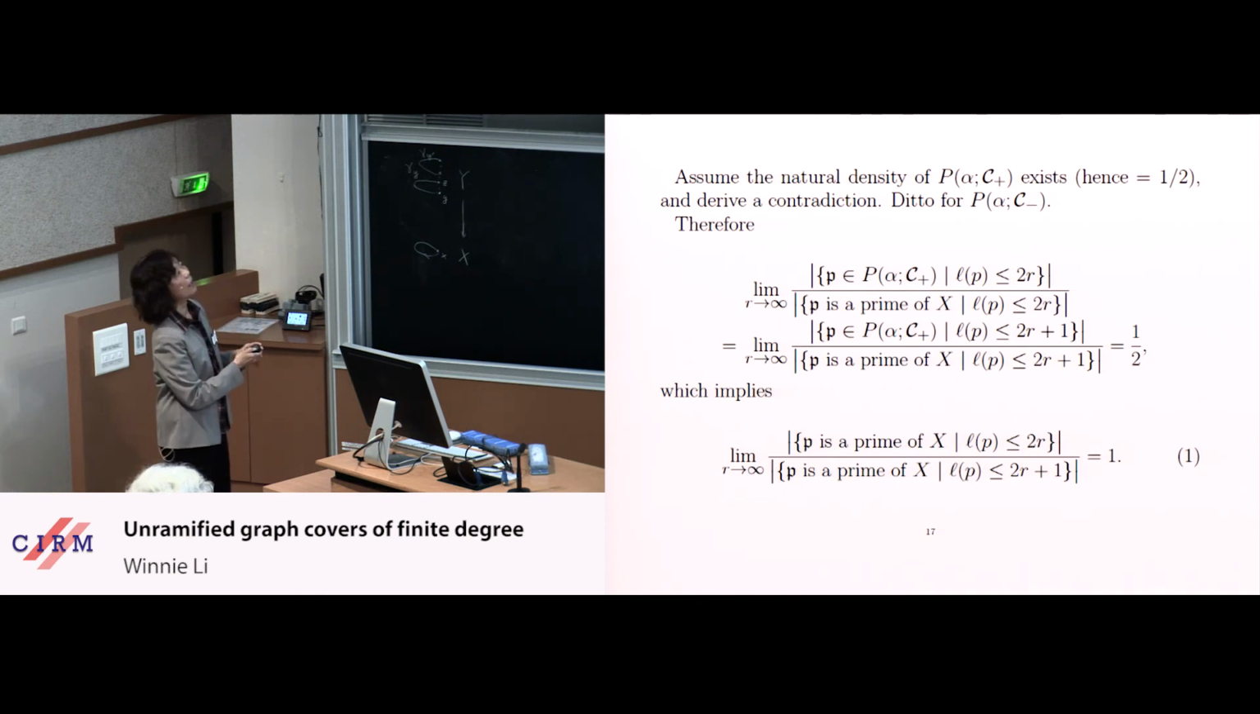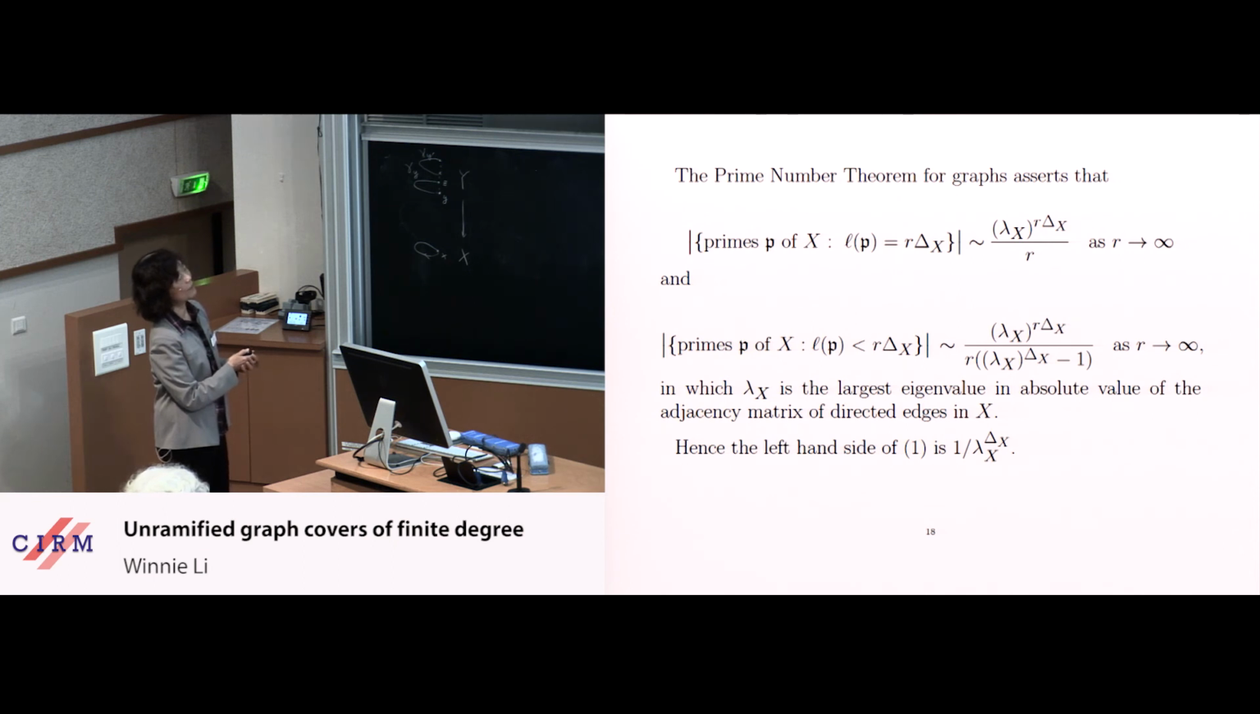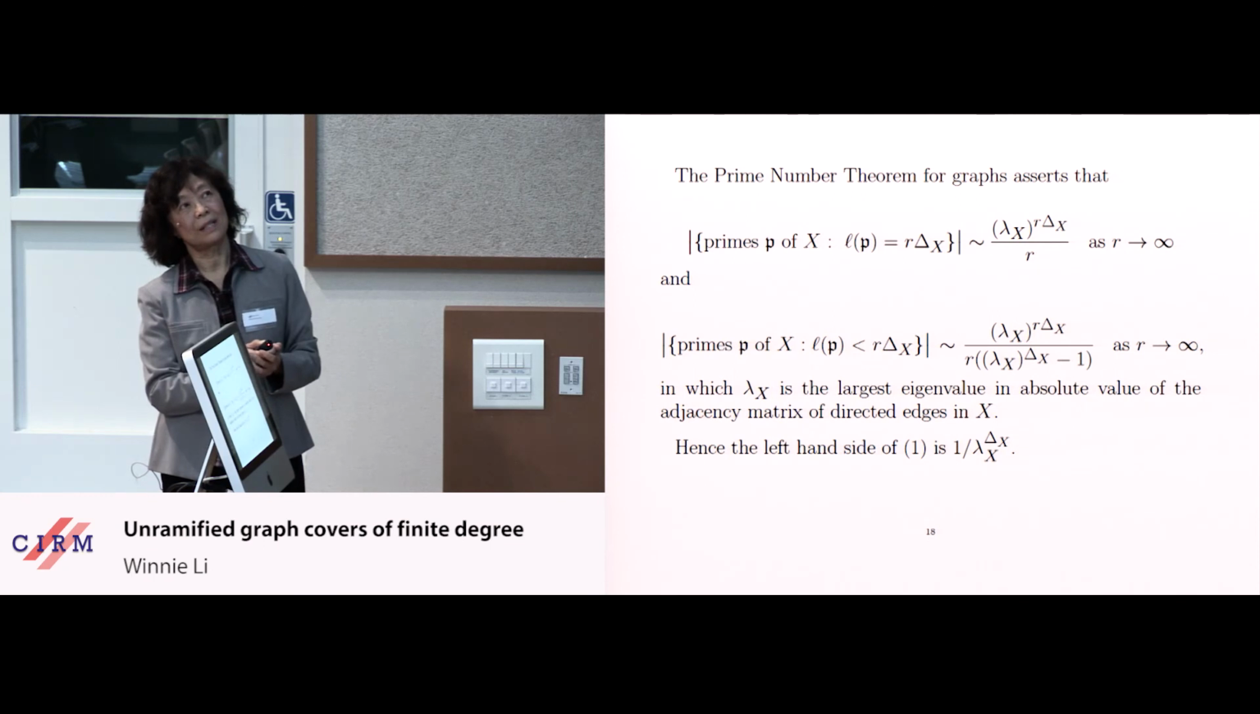Now, on the other hand, there's the prime number theorem, which tells you how many primes there are with length r times delta x. And also the number of primes of length smaller than r times delta x. So you see that all the primes of length smaller than r times delta x are a fraction of the number upstairs. If you use this formula to compare that quotient, you find out that the number you get is 1 over lambda to the delta x. This delta x for our case is equal to 1.